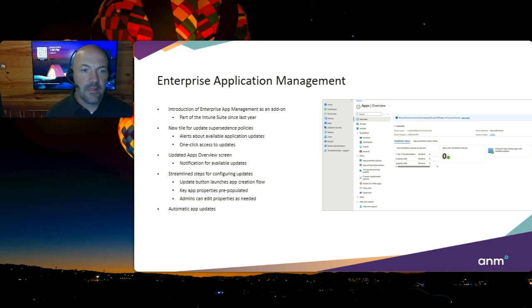But they revamped the enterprise application management page. They added some alerting on here, some notifications about available updates. They made it more visible that there were some updates. Admins can actually edit properties as needed now. So that was something that was lacking. You can actually set some automatic app updates as well versus having to go in there and configure it. So they did some revamping to the portal and made some of the features a little bit easier to use.